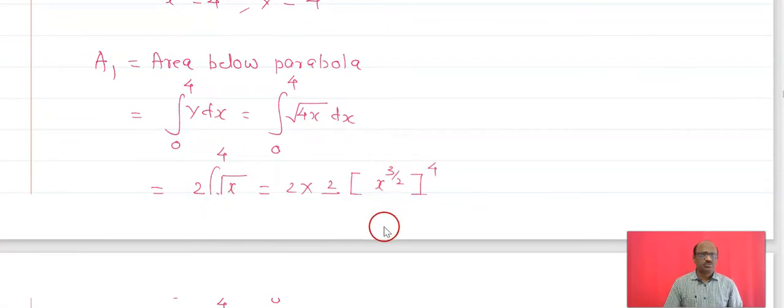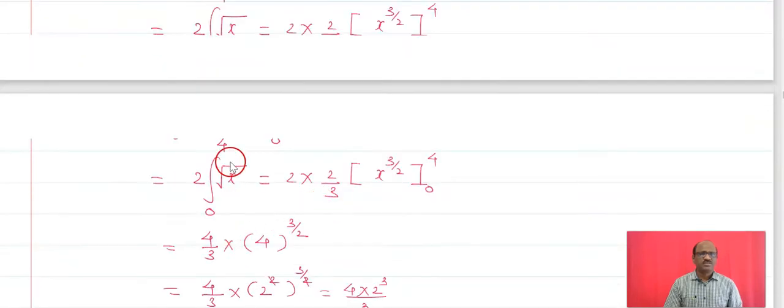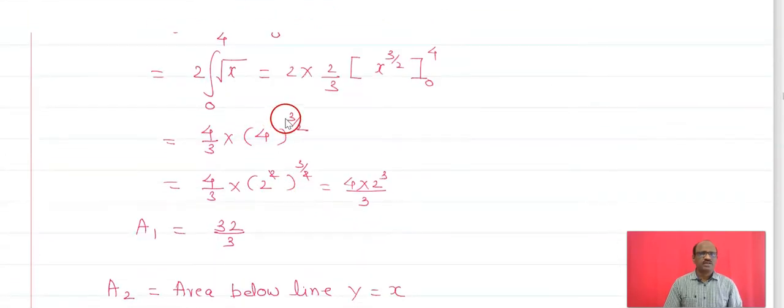X raised to 3 by 2 upon 3 by 2, it means 2 by 3, and the value of x varies from 0 to 4. Now 2 into 2 will be 4 upon 3, x raised to 3 by 2, from 0 to 4. That is 4 by 3, 4 raised to 3 by 2. 4 means 2 squared, raised to 3 by 2. These 2 get cancelled. 2 raised to 3 means what? 8. 8 into 4, that is 32 upon 3.